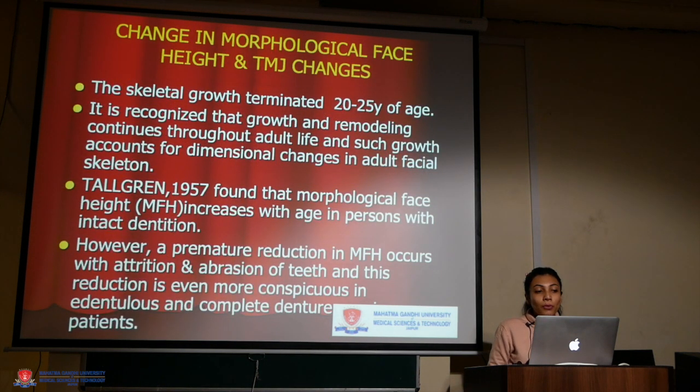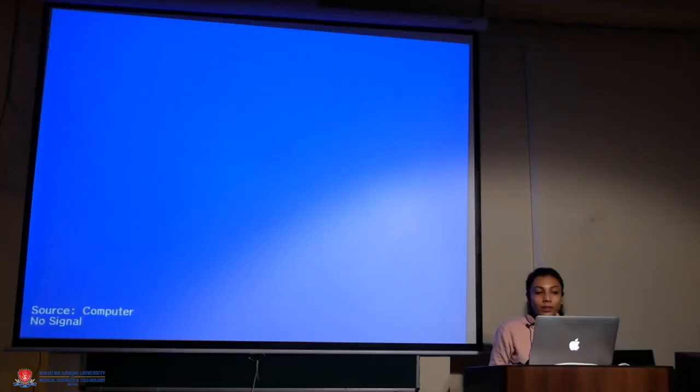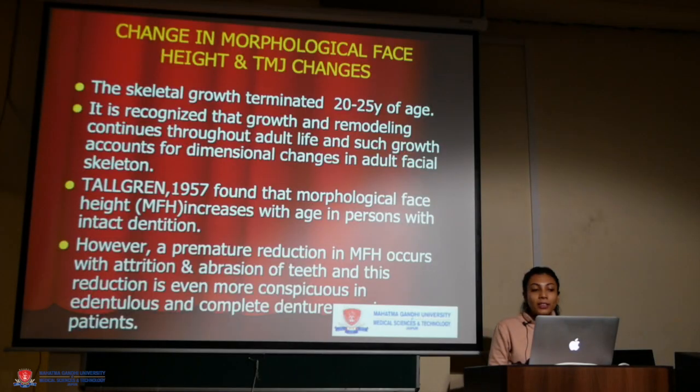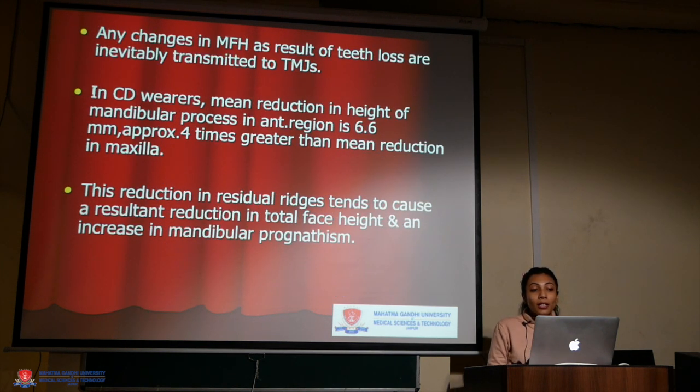Change in morphologic face height and TMJ changes. Skeletal growth terminates at 20 to 25 years of age. It is recognized that growth and remodeling continue throughout adult life, and such growth accounts for dimension changes in the adult facial skeleton. Any changes in maxillofacial height as a result of teeth loss are inevitably transmitted to the TMJs. In complete denture wearers, the mean reduction in the height of the mandibular process in the anterior region is 6.6 mm, approximately 4 times greater than the mean reduction in the maxilla. This reduction in residual ridge tends to cause a resultant reduction in total face height and an increase in mandibular prognathism.